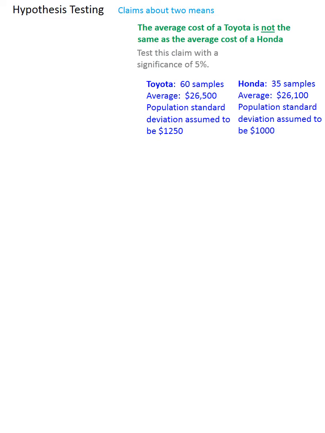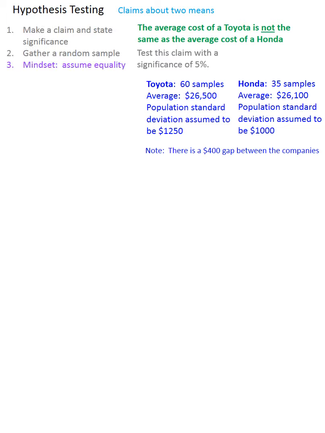So we've collected our sample data. Notice here that if you compare the average costs in the samples, there's a $400 difference between the sample averages. The question we have to address is, is that $400 difference statistically significant enough to support this claim that the average costs between the two companies are in fact different?